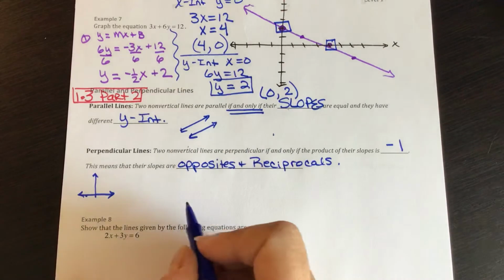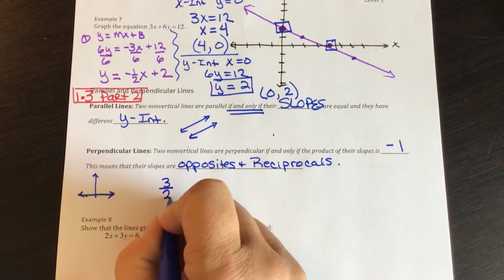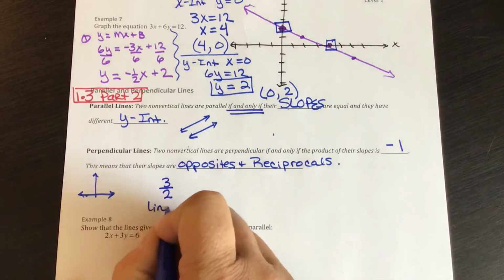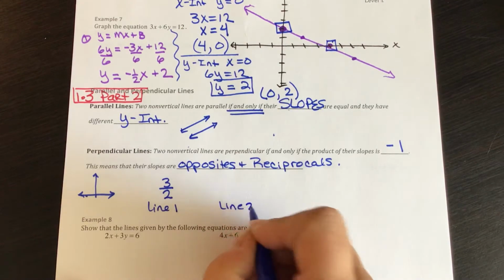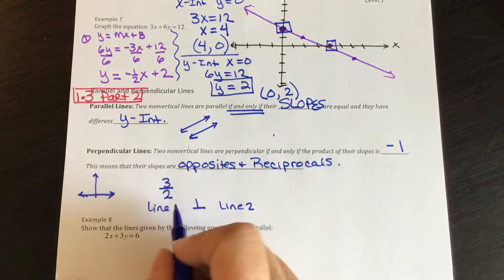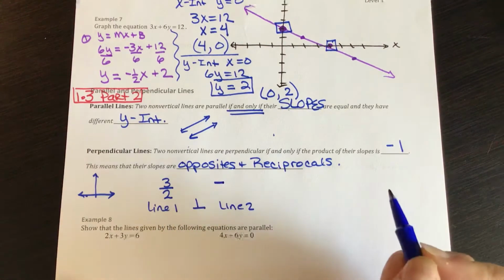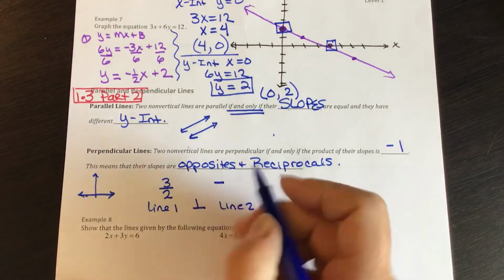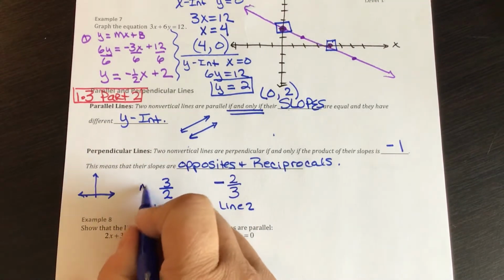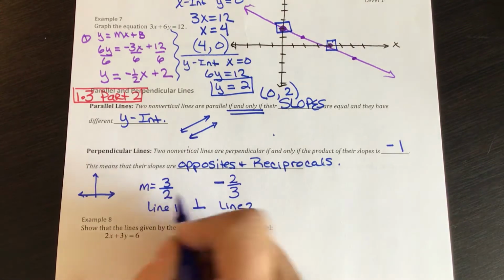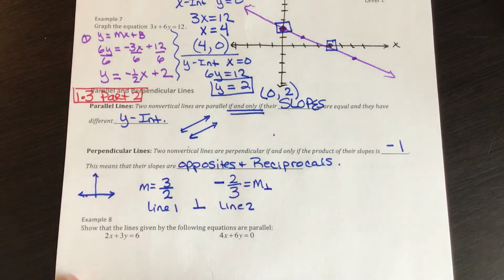All right, so for example, if one line has a slope of 3/2, line 2, if it is perpendicular, will have the opposite. So if this is positive, this has to be negative, and then the reciprocal would be 2/3. So one slope is 3/2. The perpendicular slope is -2/3.